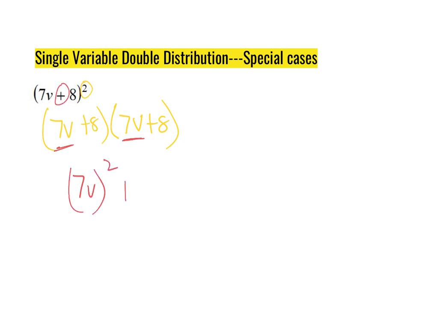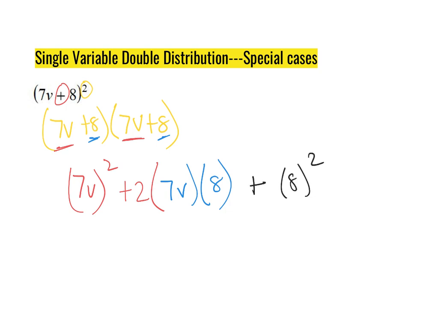Because it's a plus, we're going to do plus 2 times my a, which is 7v, times my b, which is 8. And then add my b, which is 8, squared. If you actually remember this formula, then you don't actually have to do this step because you can probably do it in your head. So 7 squared is 49, v squared is v squared. 2 times 7 is 14, and then 14 times 8 is 112.